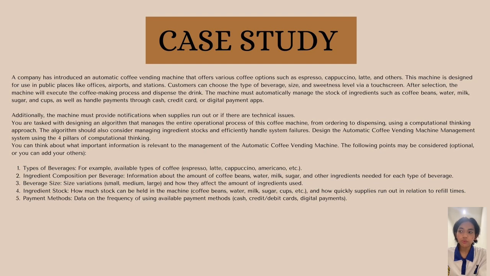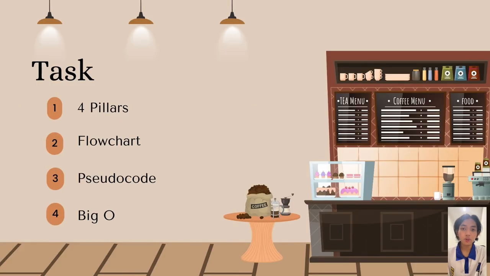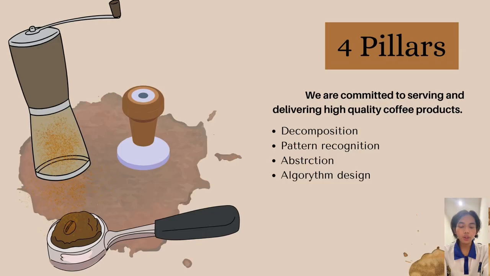So we are gonna make a case study about a coffee machine, and we have 4 tasks. The first one is making of 4 pillars, and then 2 flowcharts, and the third is a pseudocode, and the fourth one is a big O. Okay, so for the 4 pillars, we have first decomposition, and then second pattern recognition, and third abstraction, and fourth is algorithm design.